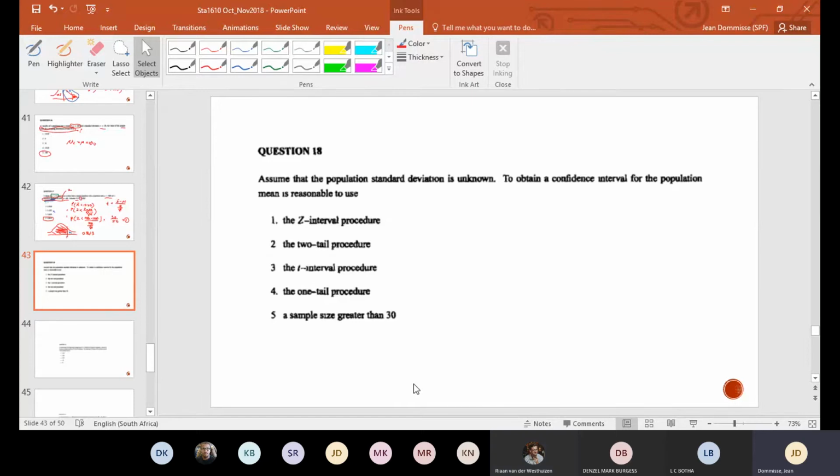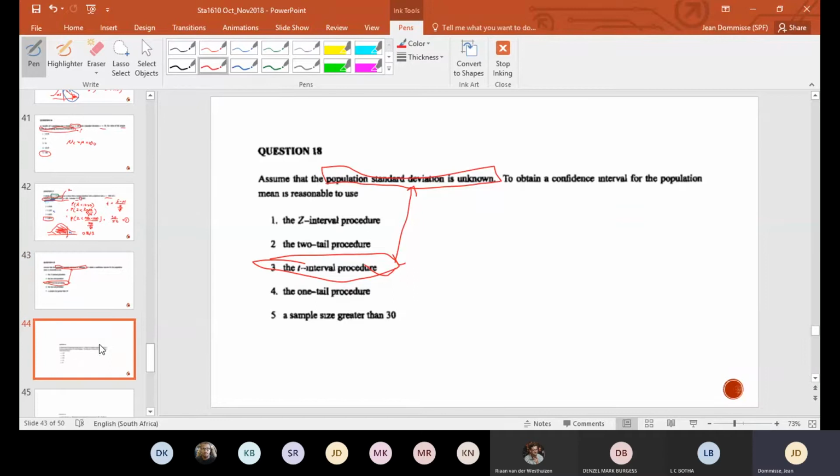So question 18 was exactly the same as question 18 in the previous exam paper. Let's assume that the population standard deviation is unknown. If it's unknown, it's a t interval. That's automatic, so we don't even need to look at the other options. It is automatic that we use a t for that. It is exactly the same question that was in the May-June paper.